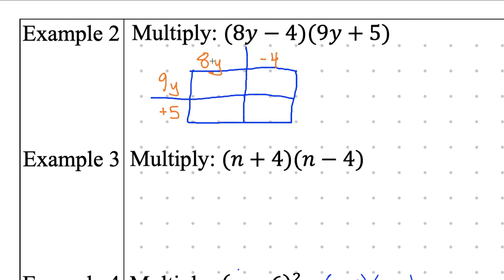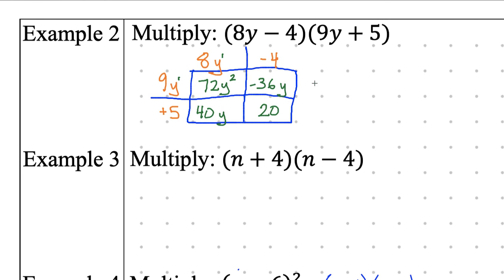On the inside of the box, 8 times 9 is 72, and then y to the power of 1, y to the power of 1 adds to, or I guess they multiply, and I add the exponents to get 2. I get a negative 4 times 9 is negative 36y. 8 times 5 is 40, and then I also have a y, and negative 4 times 5 is 20.